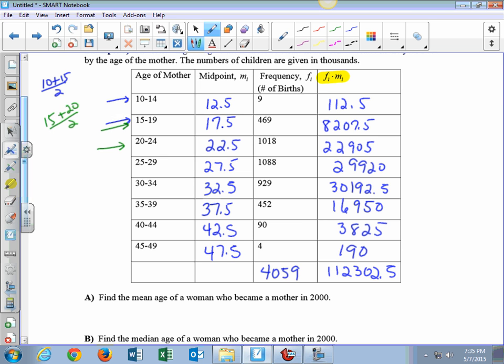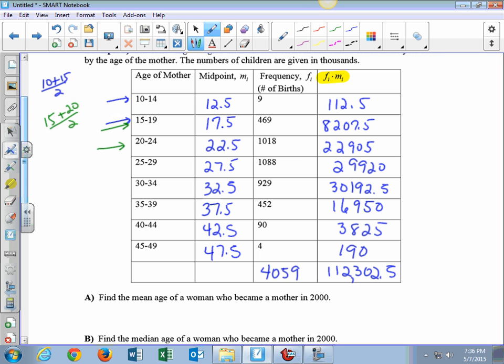So I got 112,302.5. So it looks like 112,302.5. So that's the first thing we had to do just to get started here, is just fill in the chart. Okay.